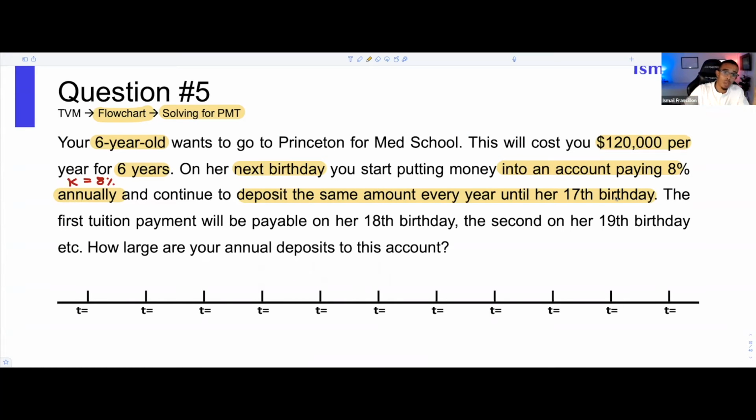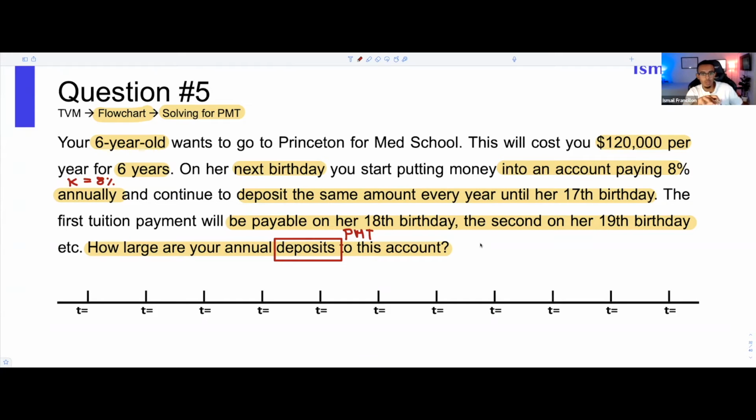Now, the first tuition payment will be payable on her 18th birthday, and then the second on her 19th, and so on and so forth. We want to know, how large are these annual deposits to this account? When we're talking about deposits, I want you to remember that deposits is quite literally payments, okay? Deposits stand for payments.